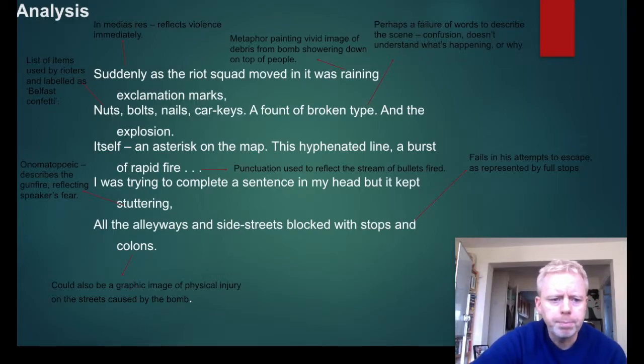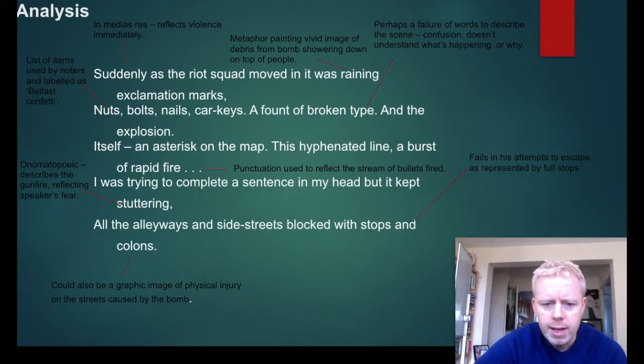the riots as well. So the list of items used by the writers is labelled as Belfast Confetti. And look at the caesura here. Nuts, bolts, nails, car keys, just a list, full stop. A fount of broken type, full stop. And the explosion. So you've got a bit of enjambment and caesura all combined together just to add to the confusion of the scene.